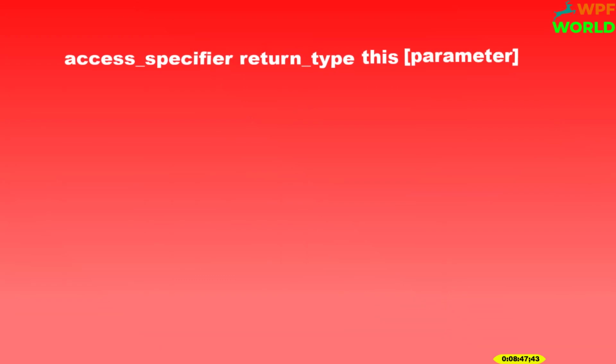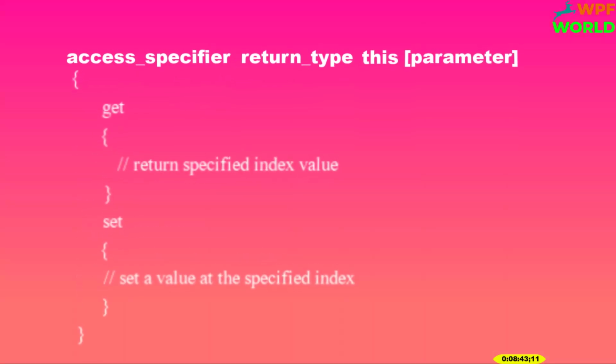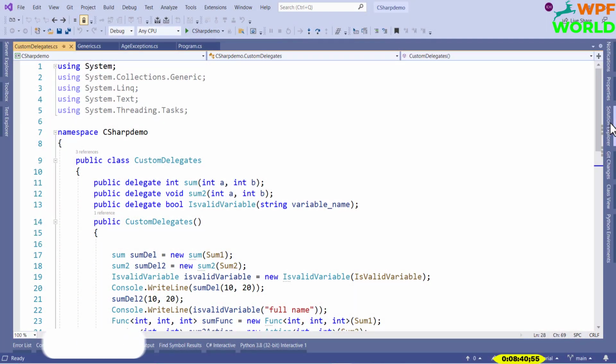To create an indexer, we have to use the access specifier, then the return type, then the this keyword, and then we can provide the parameter. And in the same way, we will have get and set inside this. Let's see with an example.